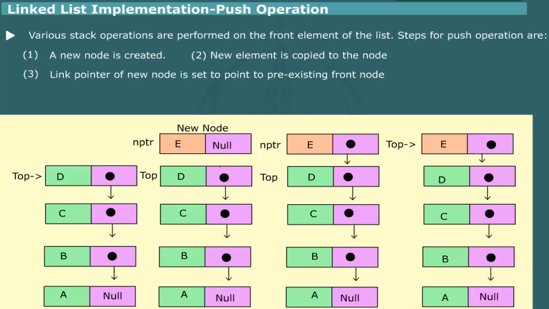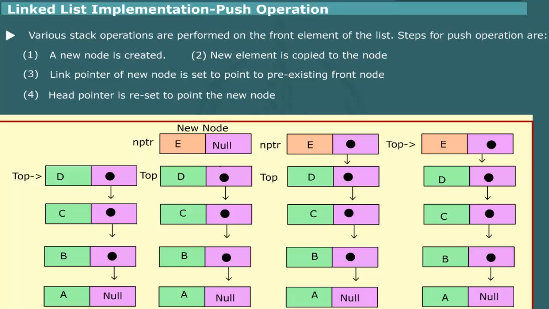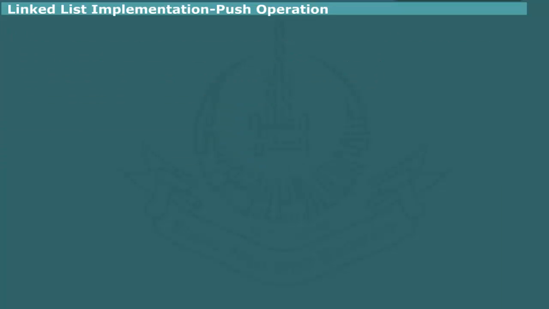Number 4. Assign existing top pointer to the new node. Figure shows the process of pushing an element E to the stack. The pop is implemented as to remove the front element of the linked list. The steps are summarized as followed.